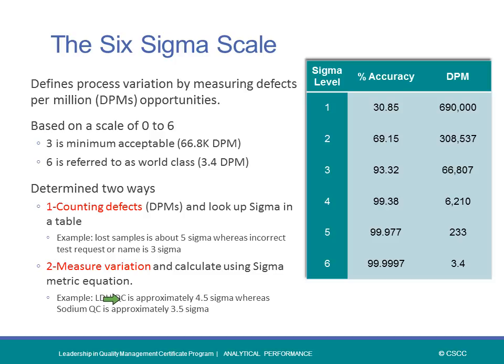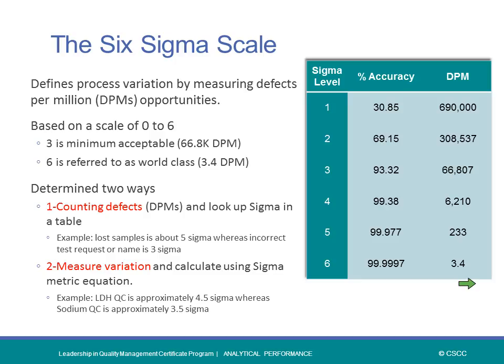For other processes, this won't work. Counting works better. So for example, if we're applying a sigma metric to something that we would count, like the number of lost samples or misidentified samples, then we can determine the metric by counting and then estimating the metric by looking it up in a scale that assigns sigma level to the calculated or estimated defects per million based on counts.